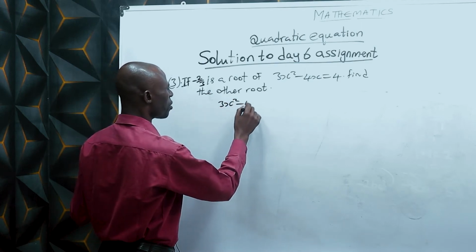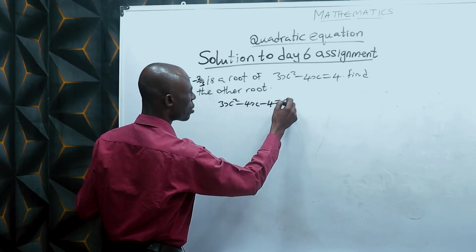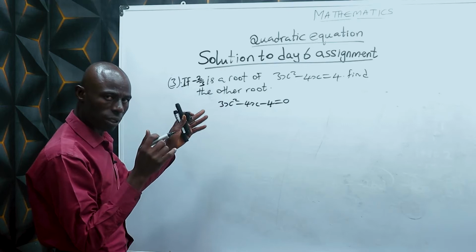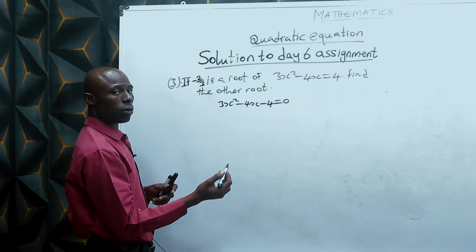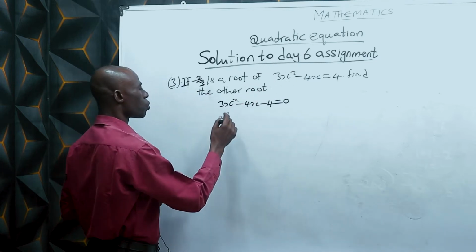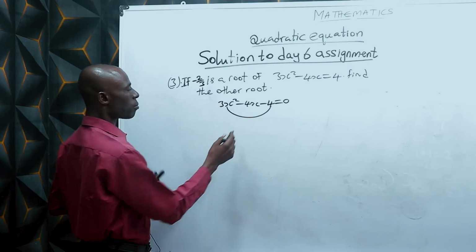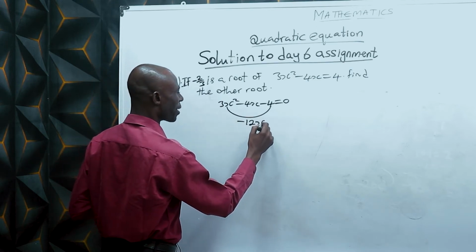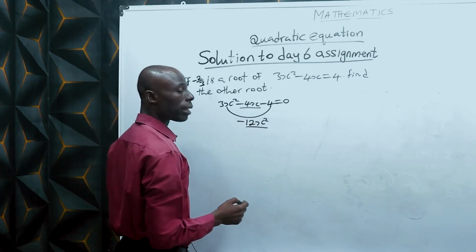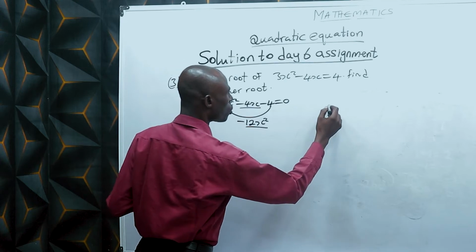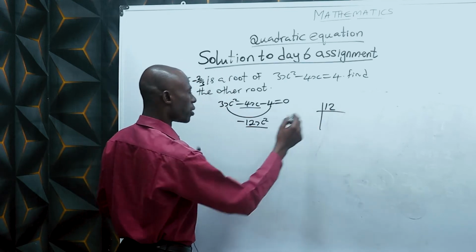3x squared minus 4x, bring them together on one side, minus 4 equals 0. I hope you understand what I've done there. You bring this positive 4 to this side to become negative 4, and 0 is left there. So, multiply the first and last term to get minus 12x squared. Underline the middle term, it is a prime target there. So the absolute coefficient of the product here is 12.